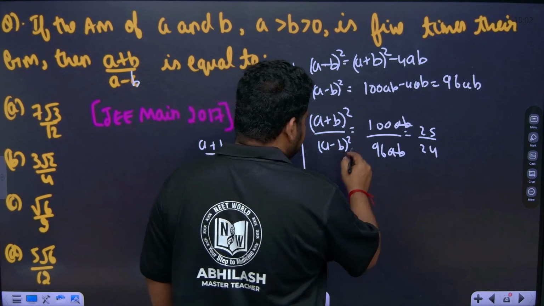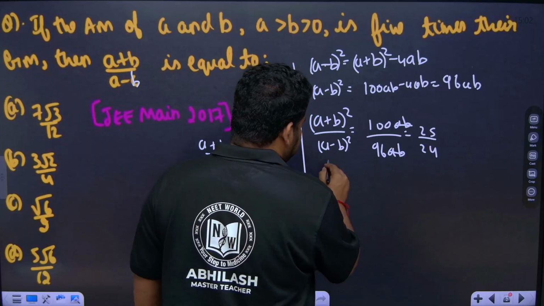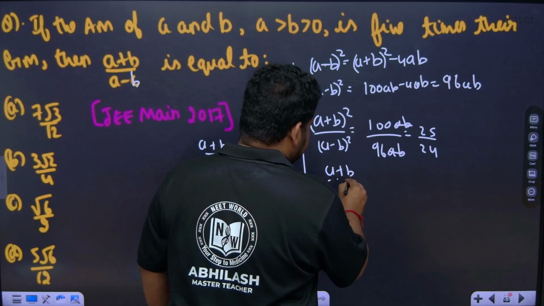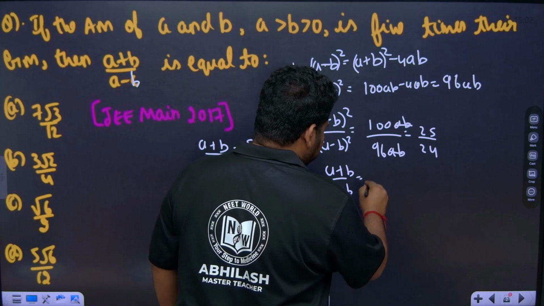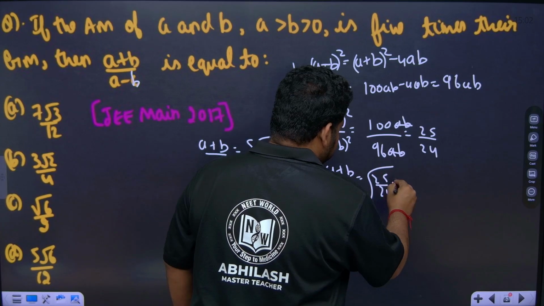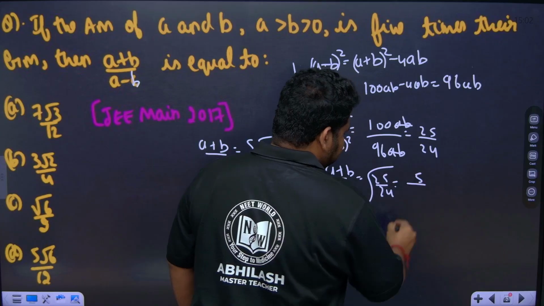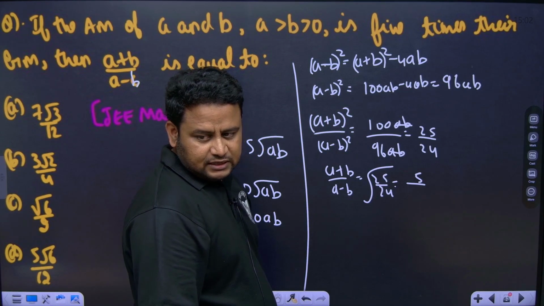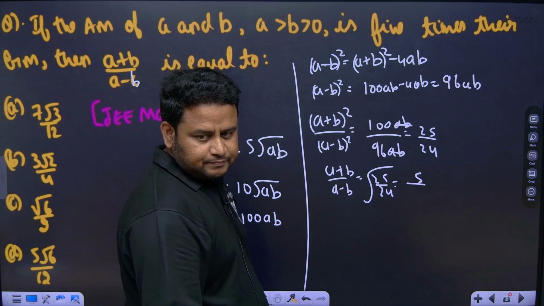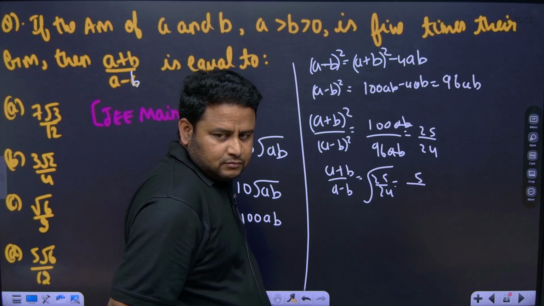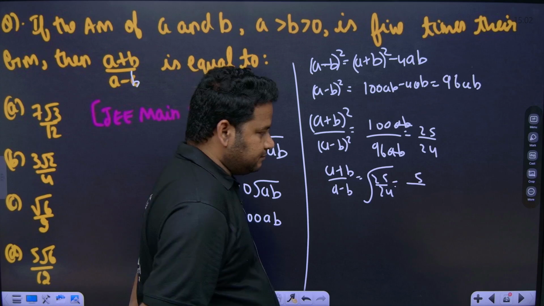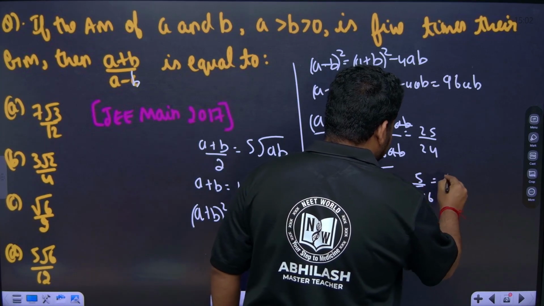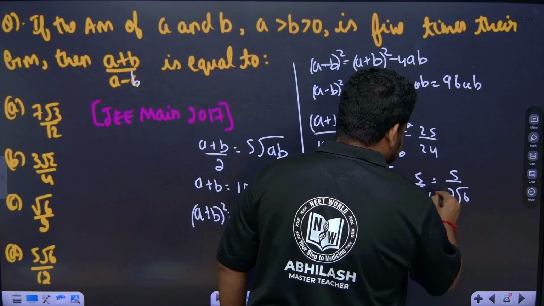Now if I apply square root on this, I want only A plus B by A minus B. A plus B by A minus B is nothing but equal to square root of 25 by 24. So the square root of 25 is 5, and 24 can be written as 4 into 6. So this will become 5 by 2 root 6.